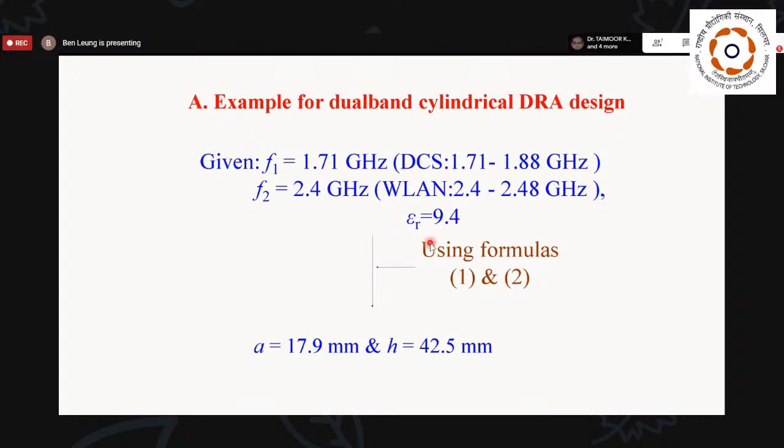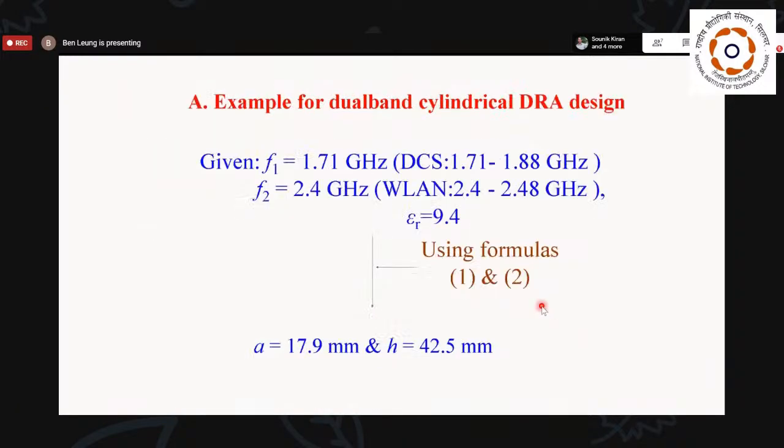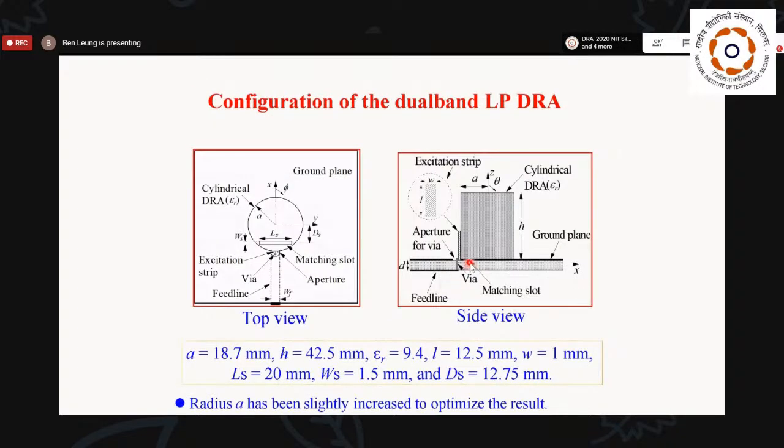Okay, here we have an example. For the dual band design, we design 1.7 and 2.4 GHz by using formulas 1 and 2. This is 1, 2, and we have a given by this and h given by this. Okay, we use the conformal strip to excite this cylindrical DRA. Here we introduce a slot to facilitate the matching. Now this is the coaxial aperture here.